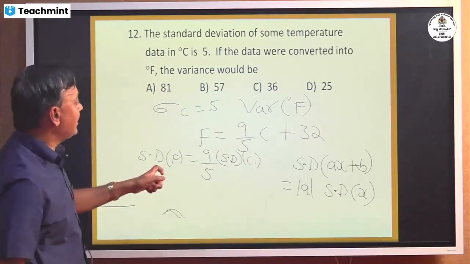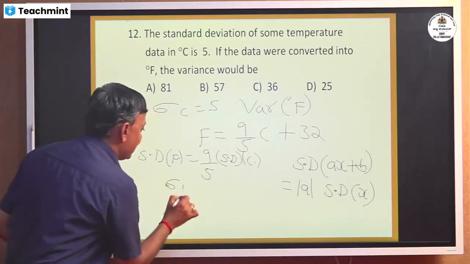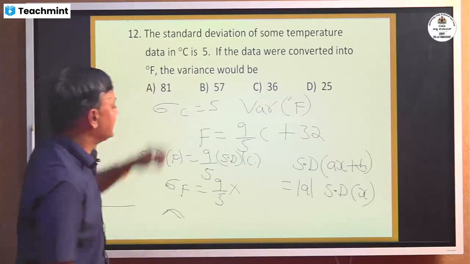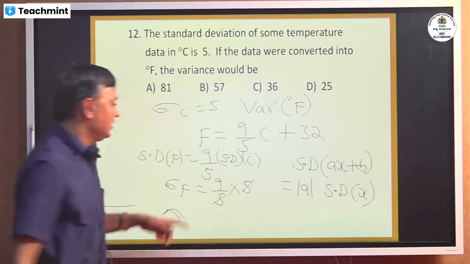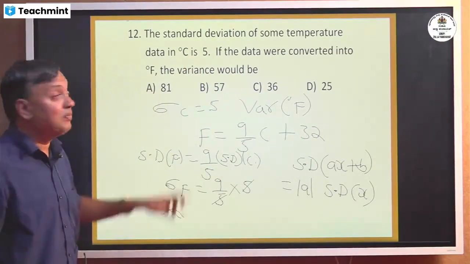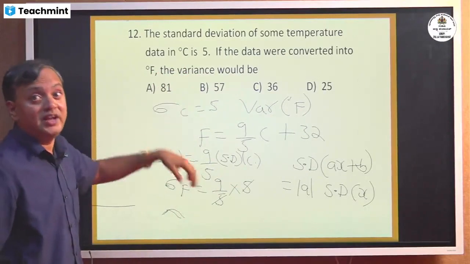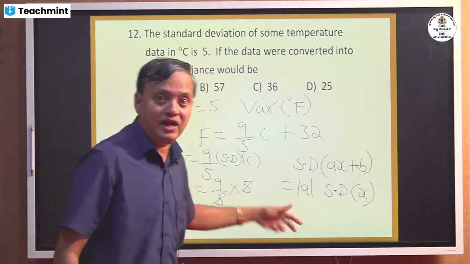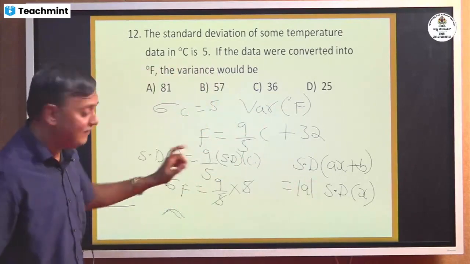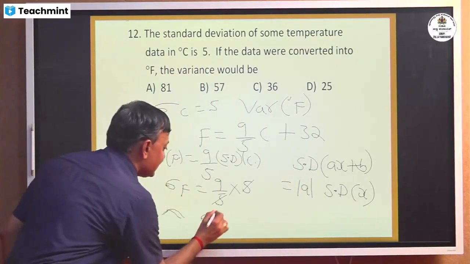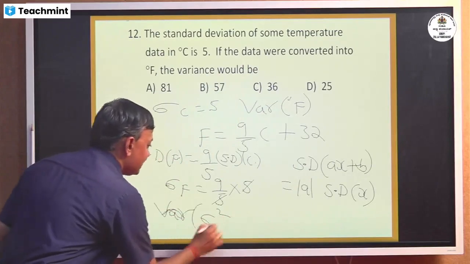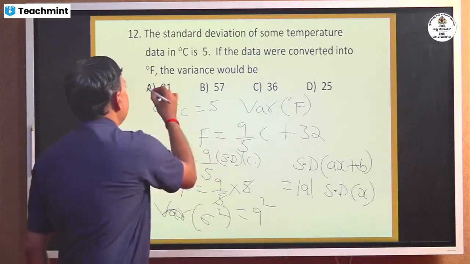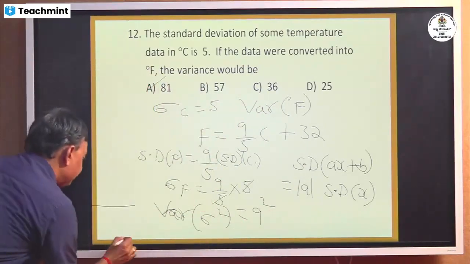We want the standard deviation of F. So the standard deviation of F is equal to 9 by 5 into the standard deviation in degrees Celsius, given as 5. So sigma becomes 9, but we want variance. Variance is its square, correct? Standard deviation is the square root of variance. So variance, sigma square, is equal to 9 square. So the answer is 81. Next question.